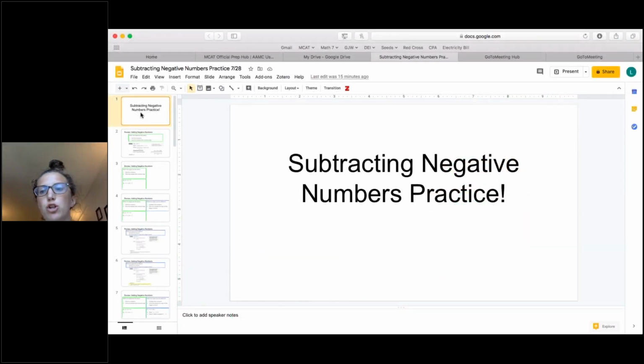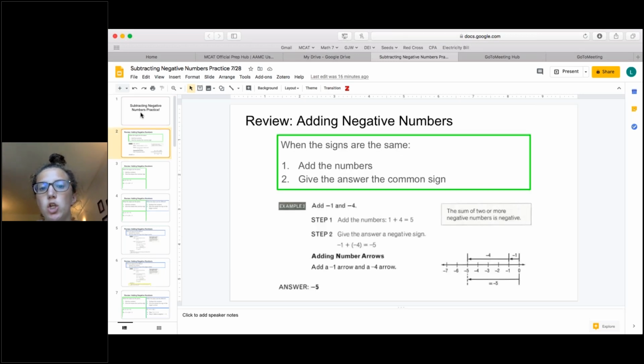Before we jump into that, I want to start with an overview of adding negative numbers as a refresher, and we'll see why that's so important when we move to the practice problems. So as a reminder, with adding negative numbers, we think about two different sets of rules.